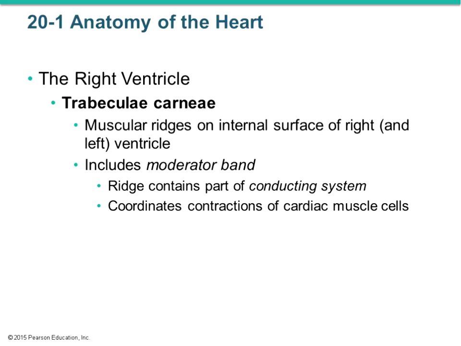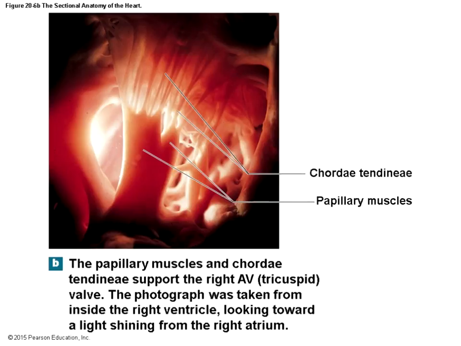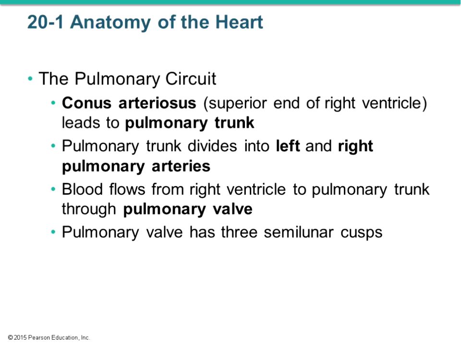Trabeculae carneae are the muscular ridges on the internal surface of these ventricles. We talked about that just a minute ago, so you can see some of the trabeculae carneae in this image here. You can see the papillary muscle and the chordae tendineae in these images as well. So those are good things to review.